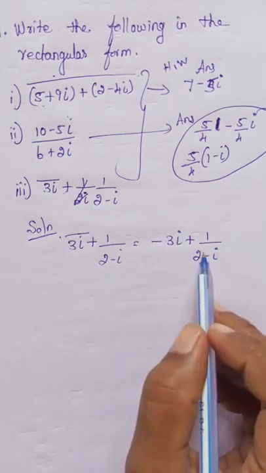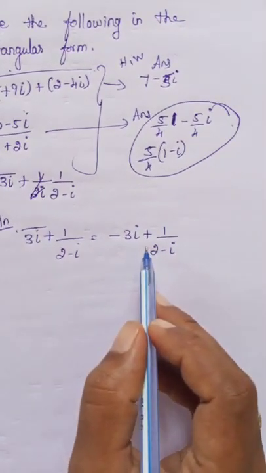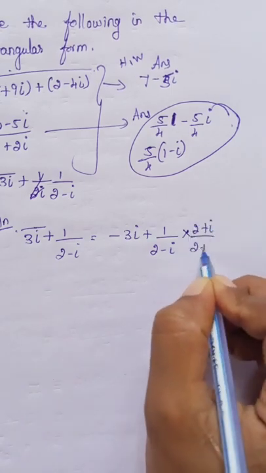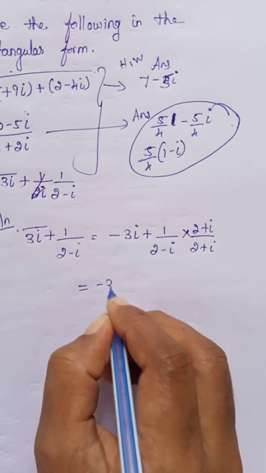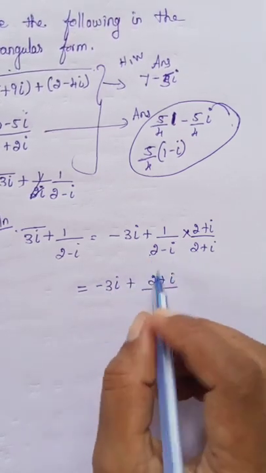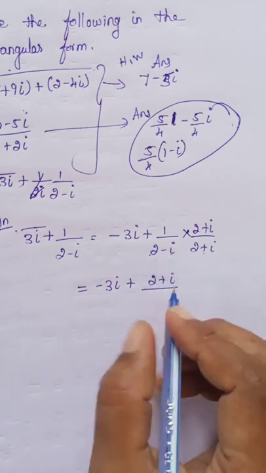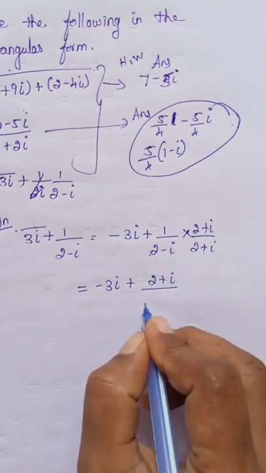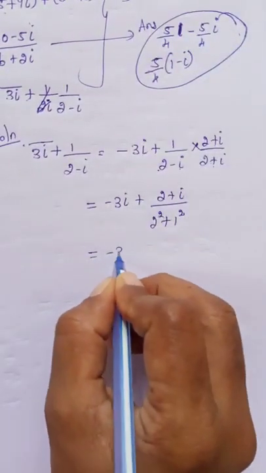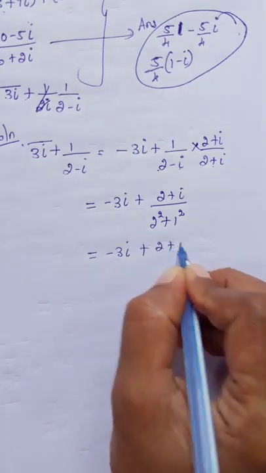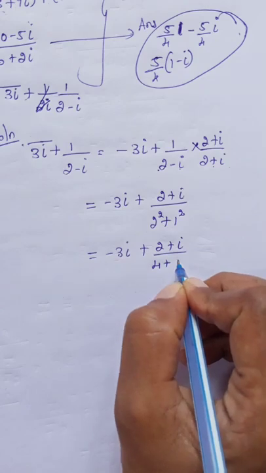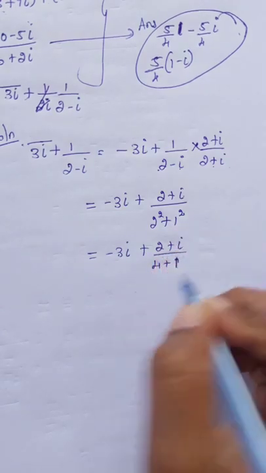What should we do? In the denominator we have a complex number, so take the conjugate and multiply both numerator and denominator. So this is minus 3i plus, this is 2 plus i by denominator, x plus iy into x minus iy. So x square plus y square, 2 square plus 1 square. So this is minus 3i plus 2 plus i by 2 square, 4, plus this is 1 square, is 1.